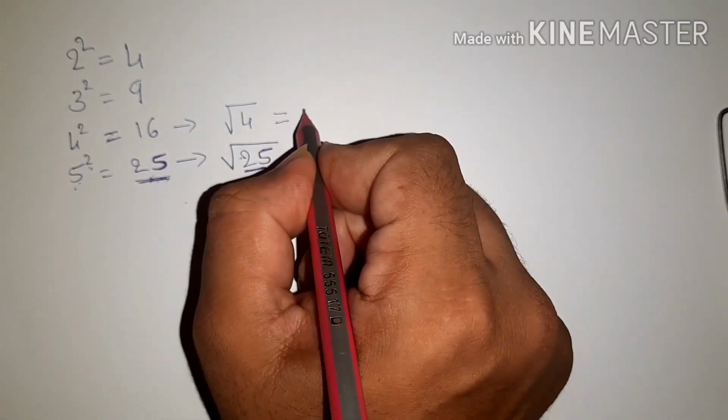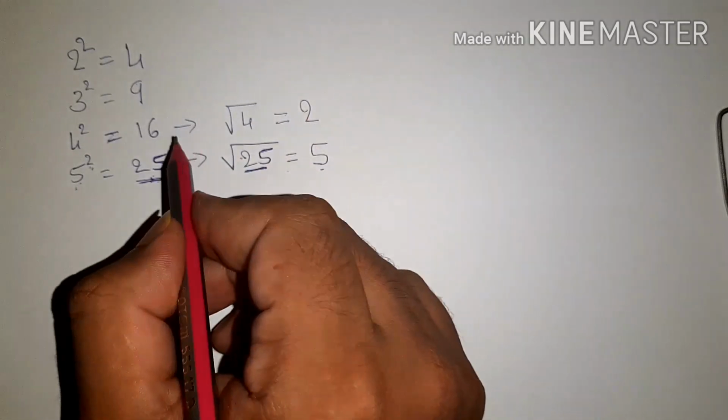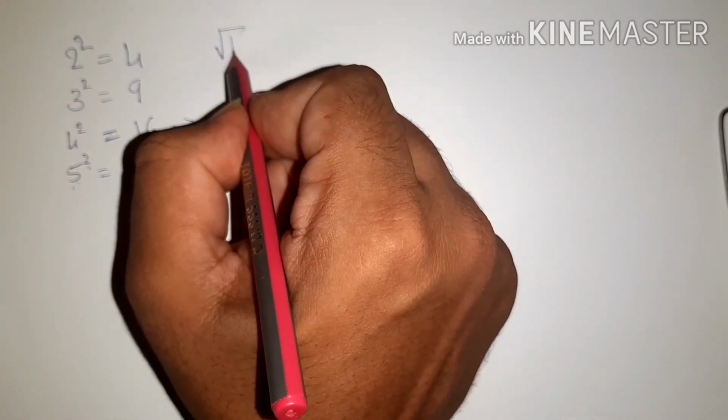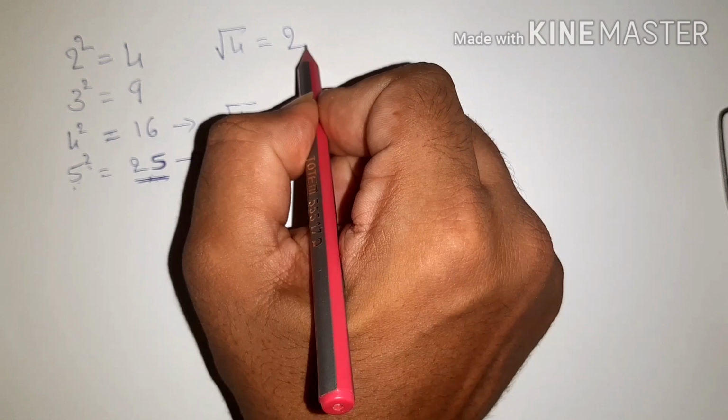Now I'll apply again, square root of 4. Directly we can write it as 2. What we are doing here is square root of 4, and directly we are writing 2.